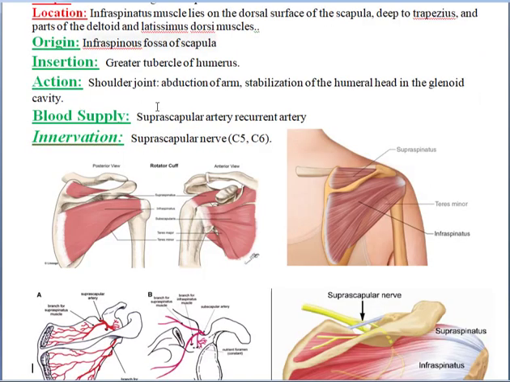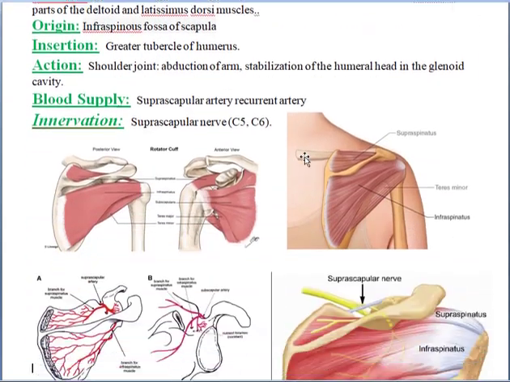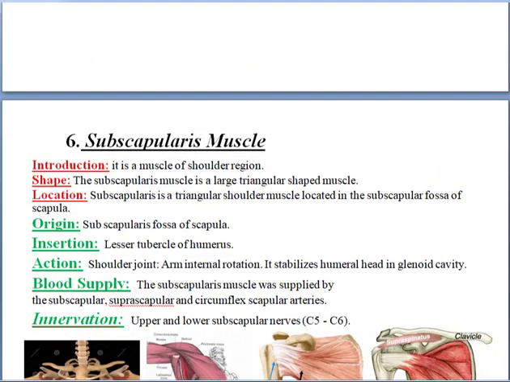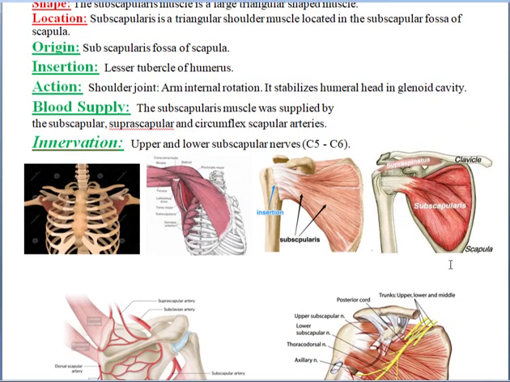Then what are its actions? At the shoulder joint, it also helps in the abduction of the upper limb, right? So it also stabilizes the humeral head in the glenoid cavity. What is its blood supply? It is supplied by the suprascapular recurrent artery, and the innervation is provided by the suprascapular nerve, right friends? So this was about the infraspinatus muscle.